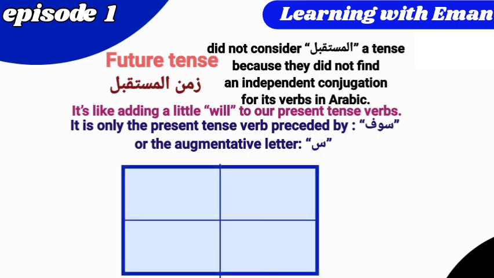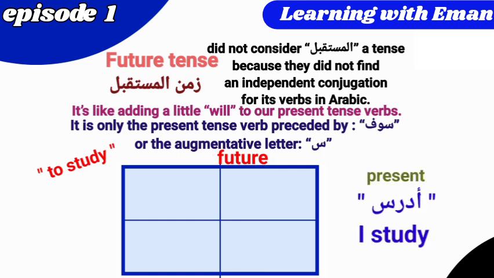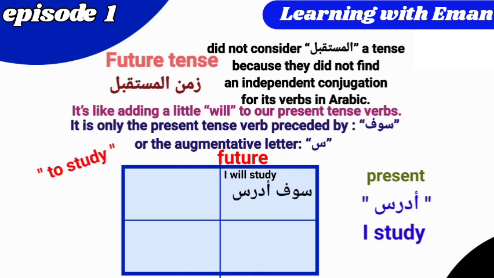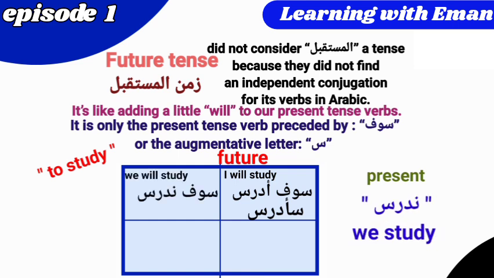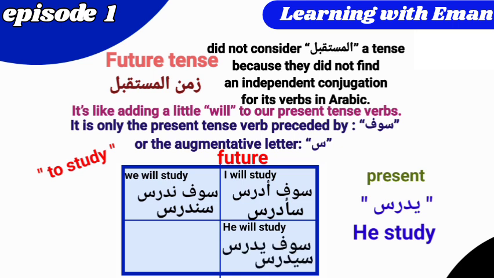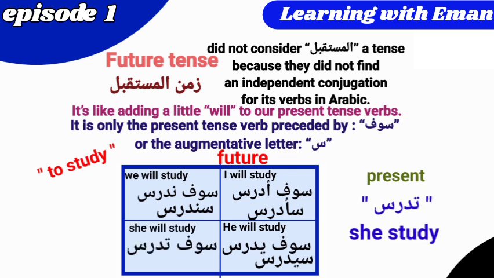Here's how to conjugate the verb to study in the future tense. أدرس becomes سوف أدرس or سأدرس. ندرس becomes سوف ندرس or سندرس. يدرس becomes سوف يدرس or سيدرس. تدرس becomes سوف تدرس or ستدرس.